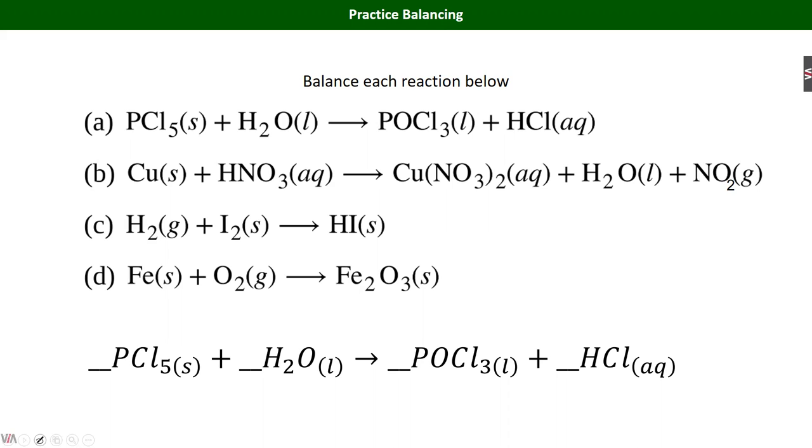So if you just started with phosphorus, I've got one phosphorus here, one phosphorus there, we're good. Then I look at chlorine. I've got it in two places over there. I don't want to mess with that yet, so I'm just going to ignore it for now. Then I look at water, and hydrogen only shows up in one place there, so let's make our hydrogens work. Then let's check oxygens. Now everything's good and the chlorines took care of themselves.